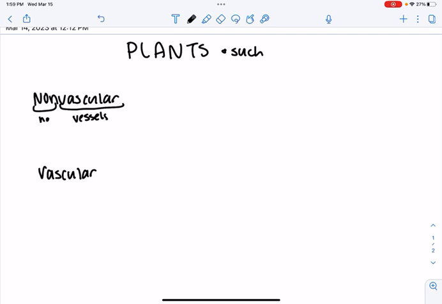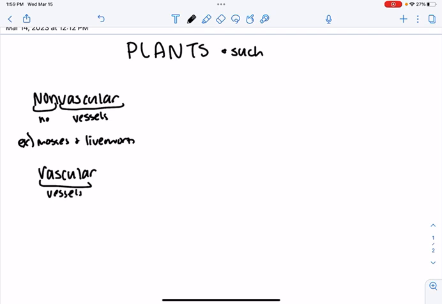They usually grow really close to the ground, and they are very thin because each cell in the plant has to do a little bit of everything. It has to absorb water, do the photosynthesis, store stuff. Each cell does a little bit of everything. So these are going to be like your mosses and your liverworts. Those are two examples. Now your vascular plants, these are just vessels.